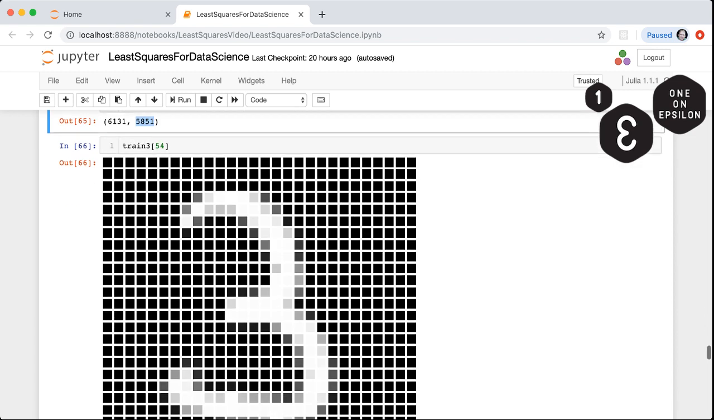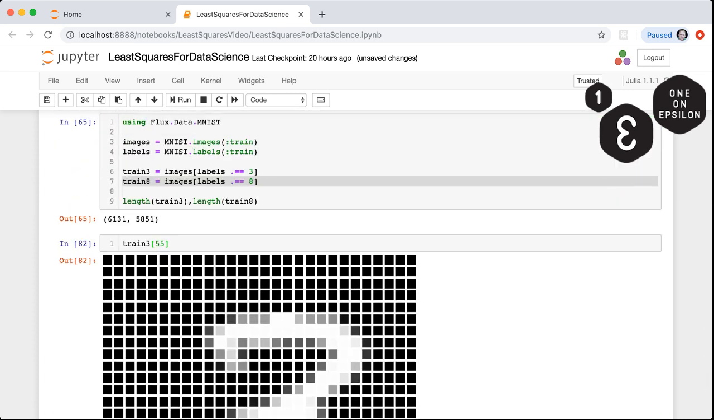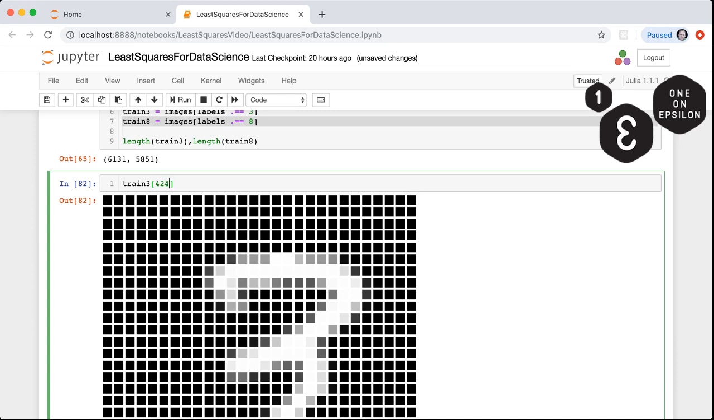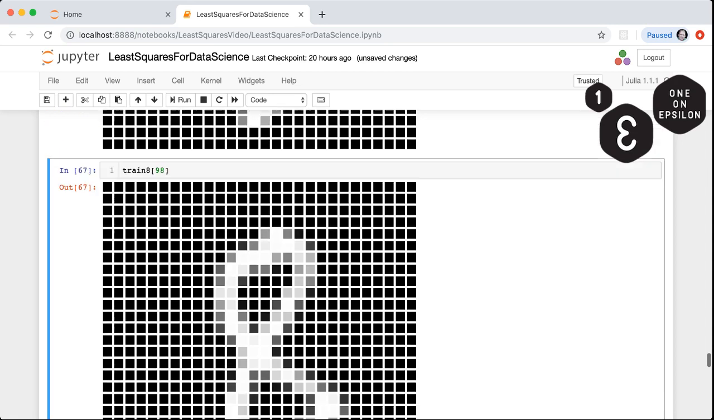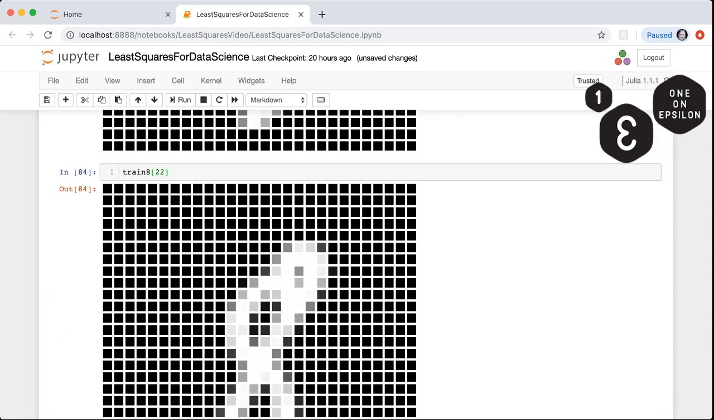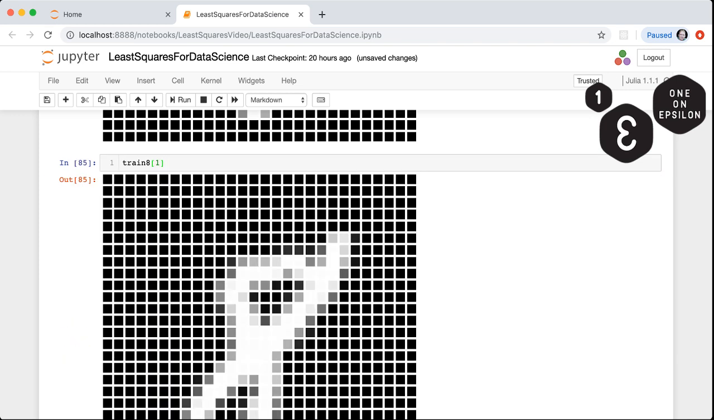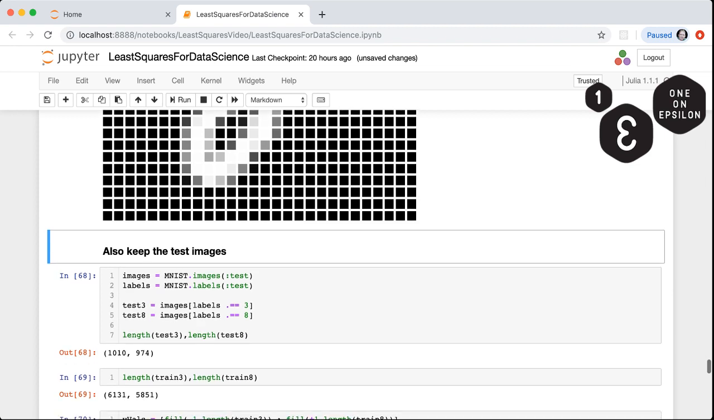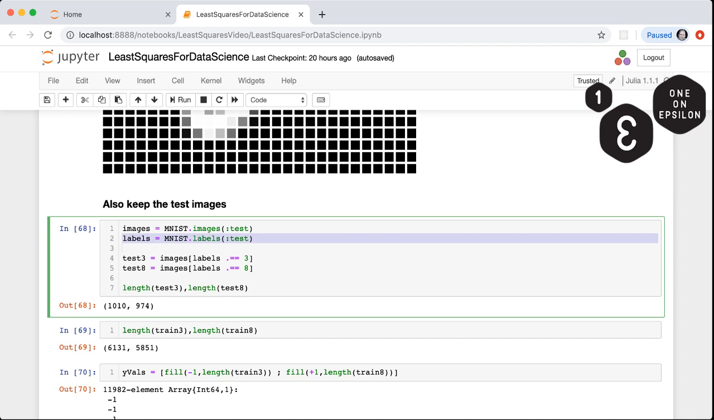Here's, for example, the 54th digit 3. Here is the 55th digit 3. And here is the 424th digit 3. Similarly for digits 8, here is the 22nd 8 digit, etc. Or here is the first 8 digit. And we'll also keep the test images, so we're actually going to choose the MNIST test data set, of which there'll be about 1,010 3s and a bit less than 1,000 8s.